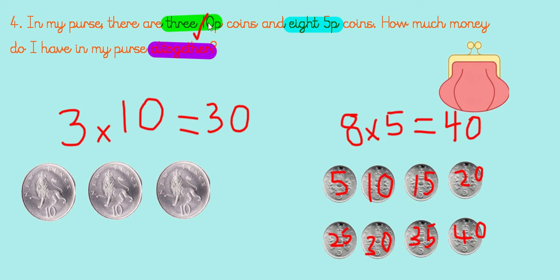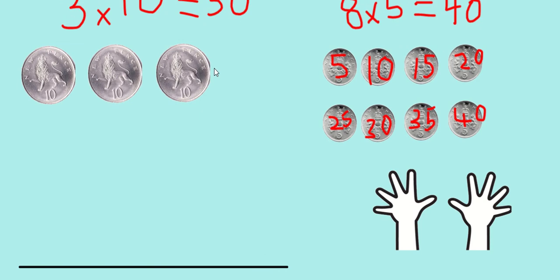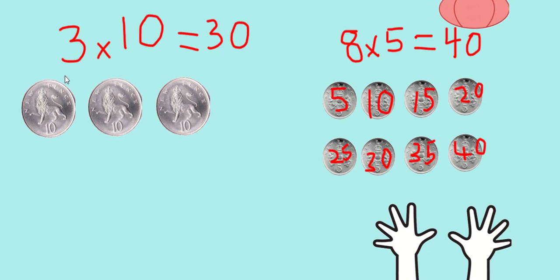So I know how much my 10p's are worth, and now I know how much my 5p's are worth. So how am I going to find out what's in my purse all together? That's right, I need to add these 2 numbers together, don't I? What's going to help me with that? Now we've got 2 options here. We could use a number line, or we could use our fingers. So let's start by using a number line. Which number is the bigger number? Is it 30 or 40?